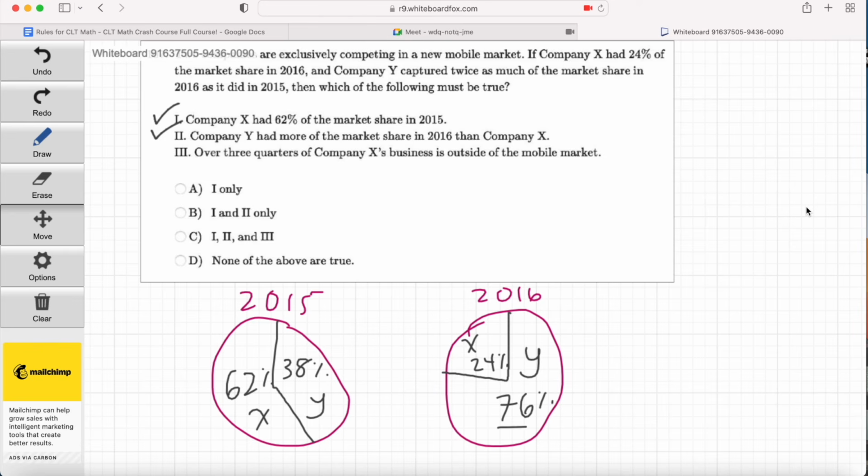What about Roman numeral 3? Over 3/4 of Company X's business is outside of the mobile market. True or false? It hasn't said anything about that. I have no idea. I don't know anything about it. Does it say anything about its business outside the mobile market in the question? No. We have no clue. It certainly doesn't have to be true. What's the answer here? B. Let's go with B. Do you see how relatively straightforward that is once you draw out the information?